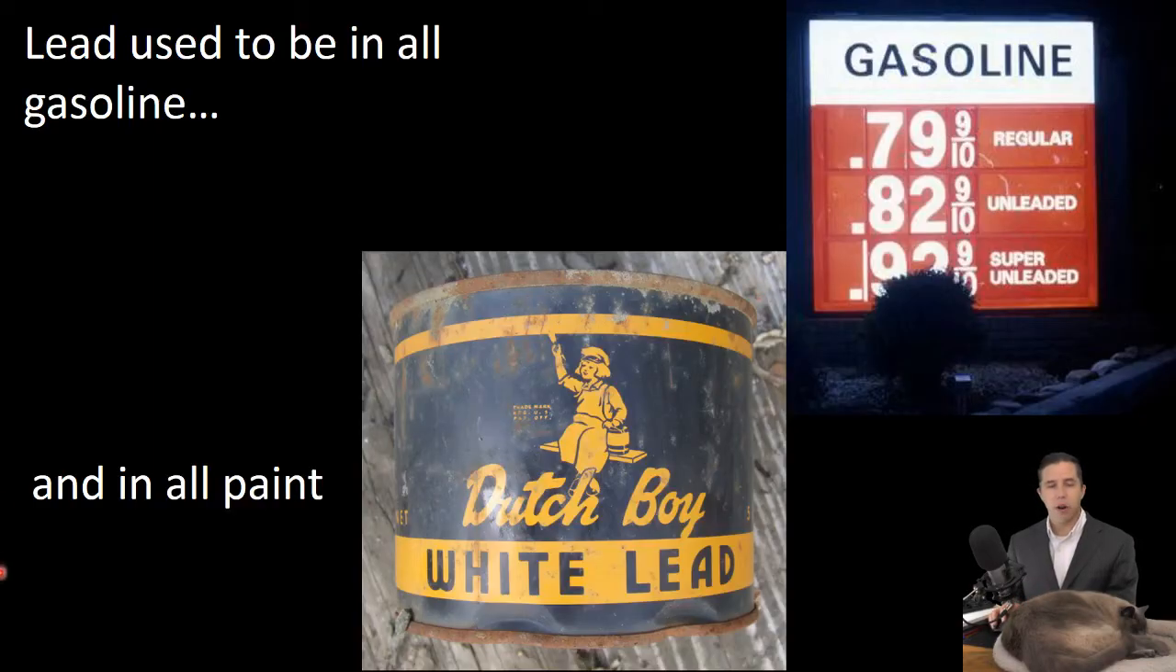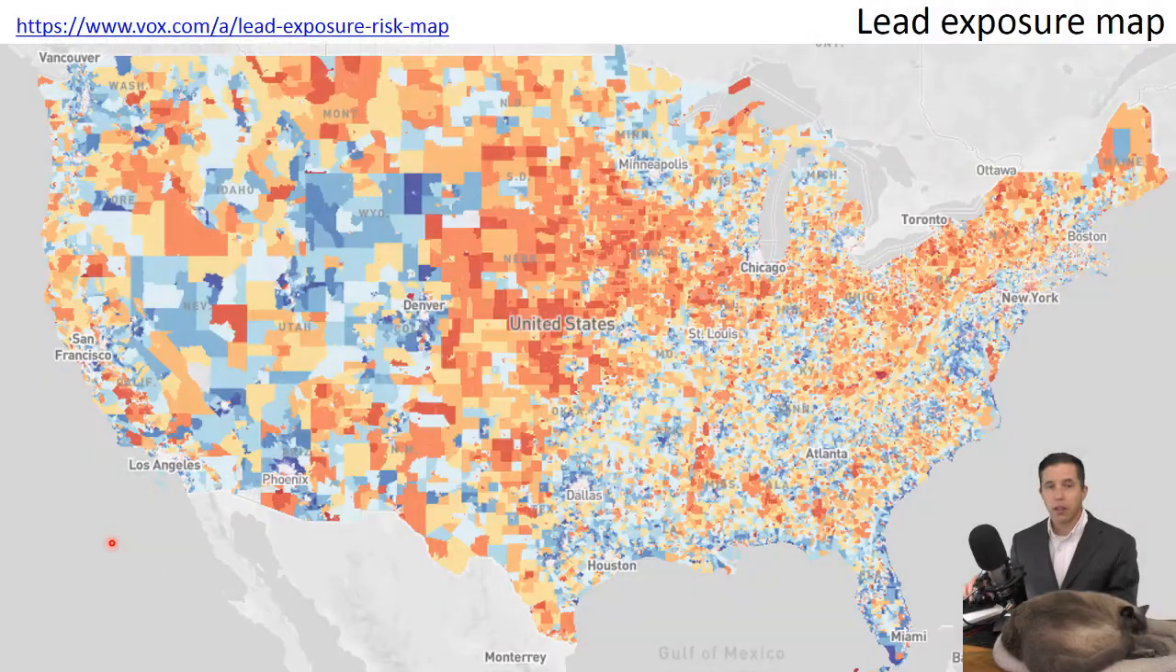Lead also was in all paint. It forms compounds that are very colorful, so they used to use lead to make the pigment. And so what would happen is they would paint a house with lead-based paint, and then the paint would chip off over time and flutter away into the wind, and you could get lead into the atmosphere that way.